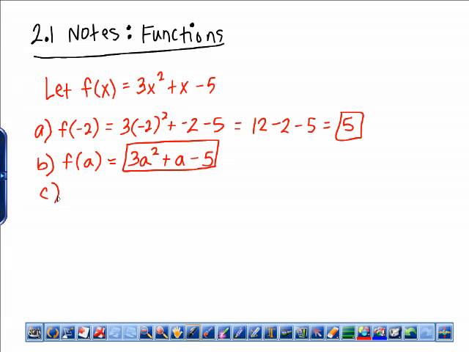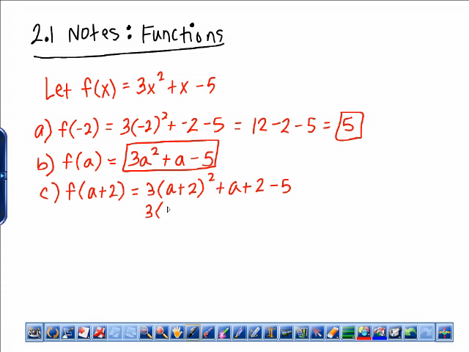Okay, let's say that we want to do f of a plus 2. Well, we approach it the same way. We plug in this new input, which is a plus 2, everywhere there is an x, and then we simplify it using all those good simplification skills we practiced last chapter. Okay, this needs to be a plus 2 times a plus 2.